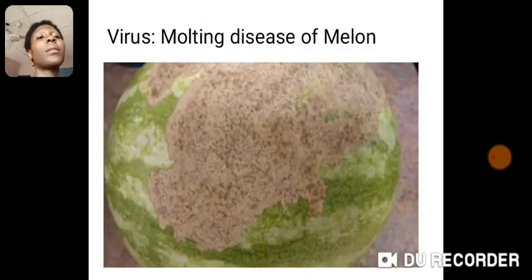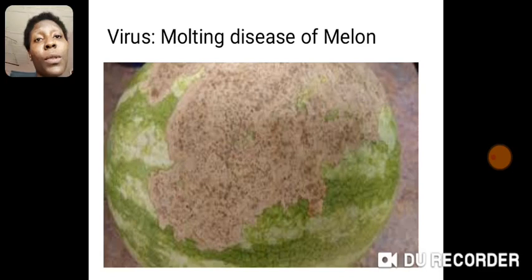What about this one? Mottling disease of melon. This is a melon fruit, like your watermelon fruit. So as you can obviously see, it's not healthy. It should be all green, all white. Or like all green with shades of white, isn't it? It has shades of white and green, in a very good one, uniformly colored.